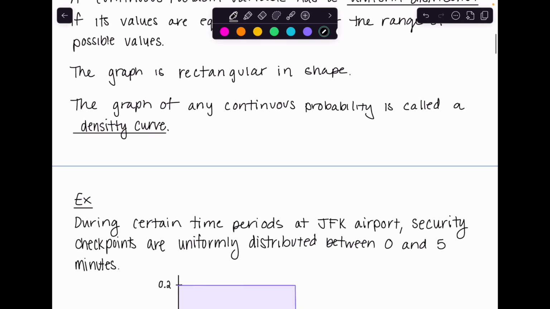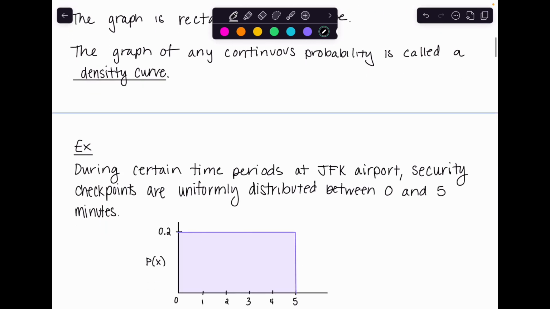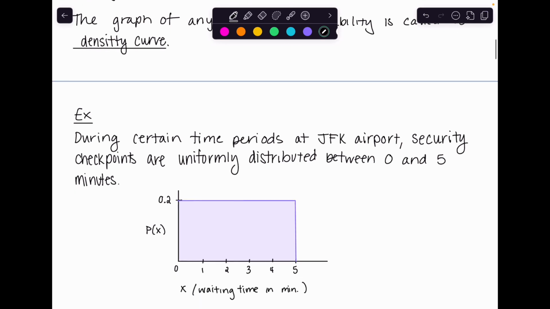So during certain time periods at JFK Airport, security checkpoint wait times are uniformly distributed between 0 and 5 minutes. This would be the graph of that density curve. The probability that someone waits exactly 1 minute isn't so easy to calculate, because really you have 1 minute, 1.01 minutes, 1.001 minutes. Any given moment is a little bit weird, but what I can do is say the probability of waiting up to 2 minutes would be anything in here.